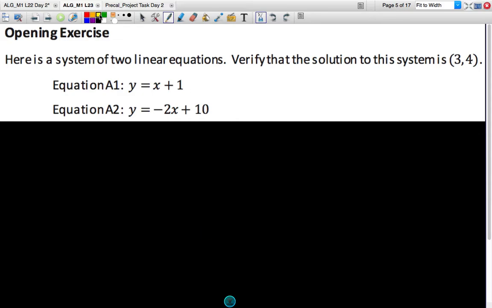In order to verify something, we simply have to plug in. So y equals x plus 1. Our y is 4 equals x is 3 plus 1. 4 equals 4. That's a true statement, so it works for A1. Now let's check for A2.